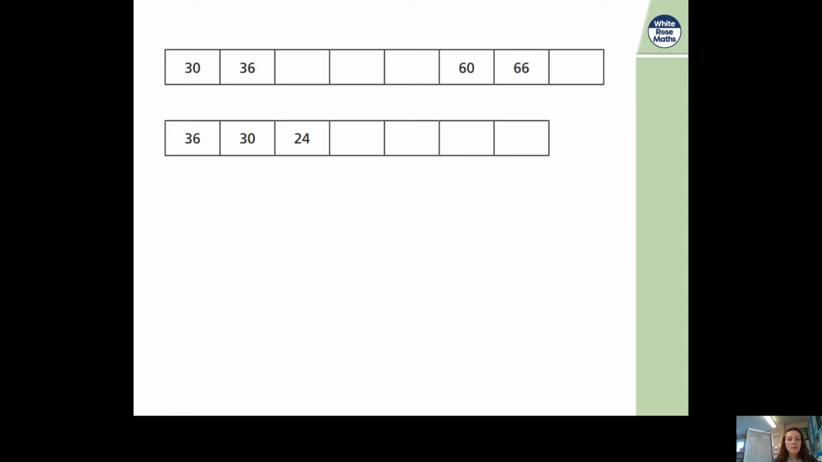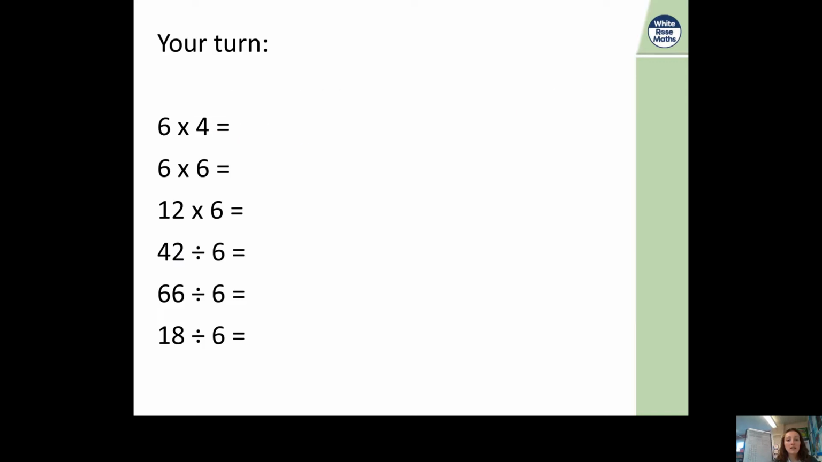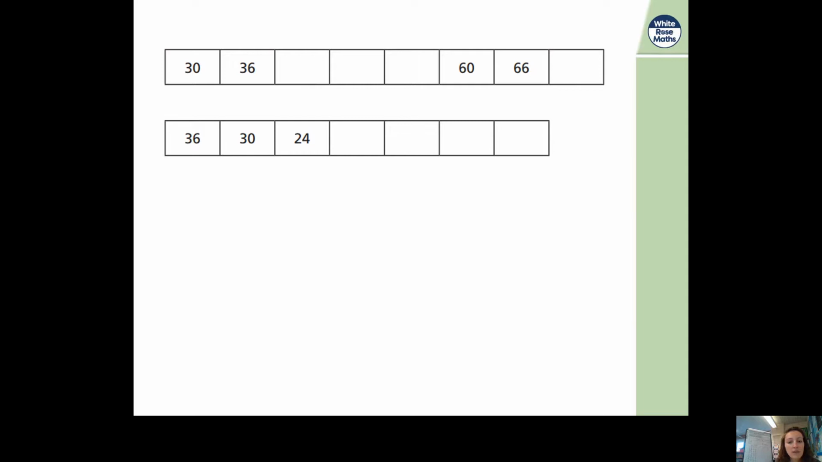Okay, so we're going to have a look at counting in our 6s. So we're starting at 30. I'm going to keep adding on 6. So 30, 36, 42, 48, 54, 60, 66, and what's the next one? 72. Okay, and now we're going to go backwards. So get ready. We've got 36, 30, 24, 18, 12, and 6.